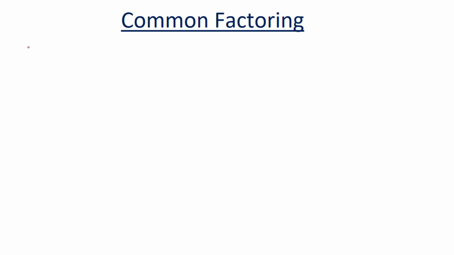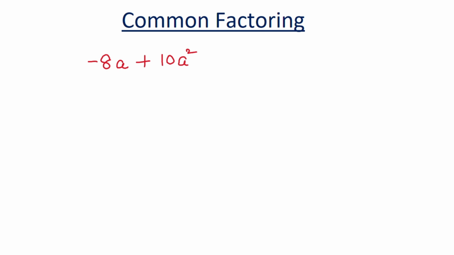Hello, today we'll learn the very first step of factoring, which is also called common factoring. We'll try to learn this with the help of certain examples. It's negative 8a plus 10a square. Now, in this expression, we first have to look into the greatest common factor.